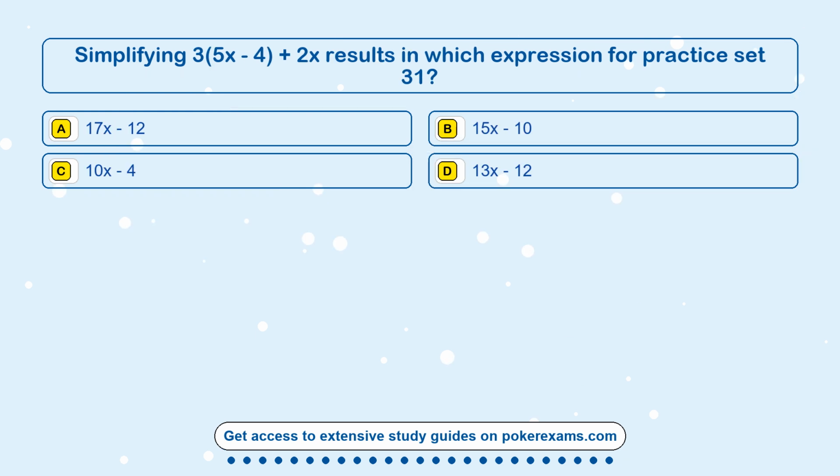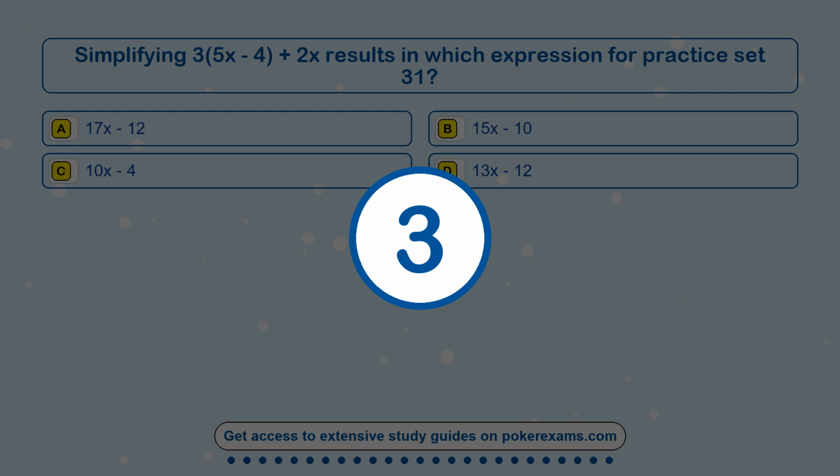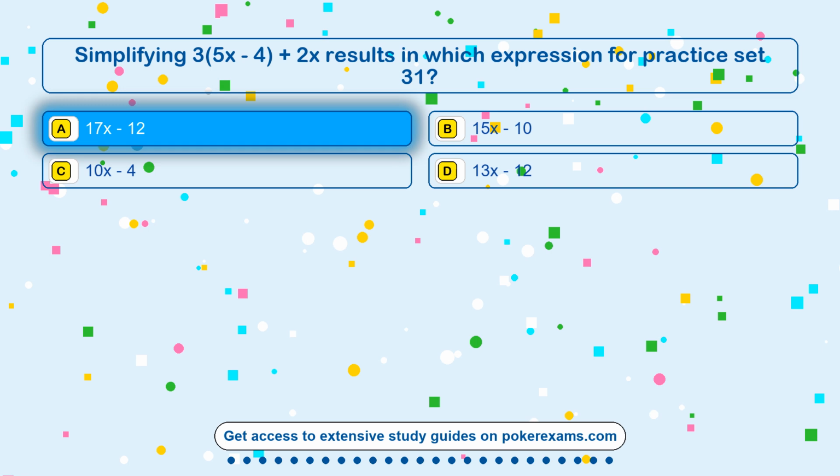Question 7. Simplifying 3(5x minus 4) plus 2x results in which expression for practice set 31? Option A, 17x minus 12. Option B, 15x minus 10. Option C, 10x minus 4. Option D, 13x minus 12. The correct answer is option A, 17x minus 12.